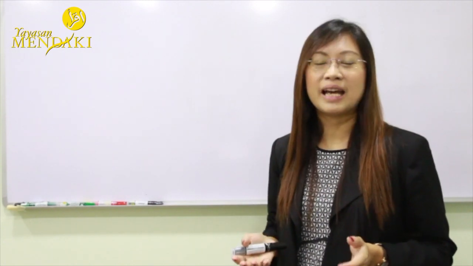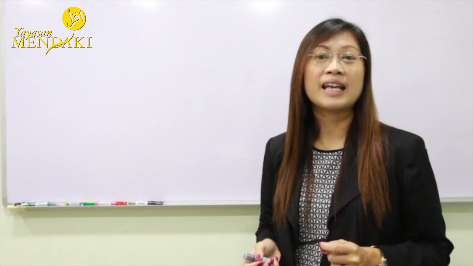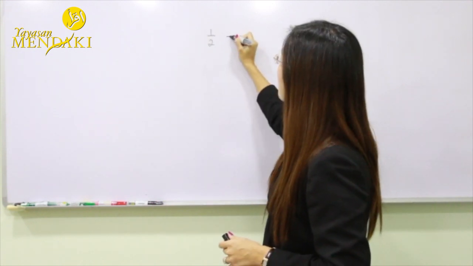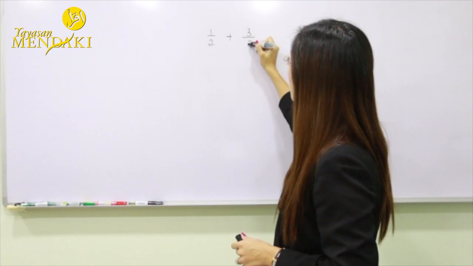Okay, now let's move on to the last example to see how we can apply the McDonald's method in the addition of fractions. Okay, let's say we have half plus 3 out of 7.